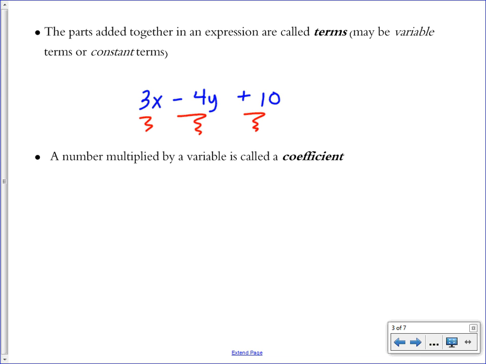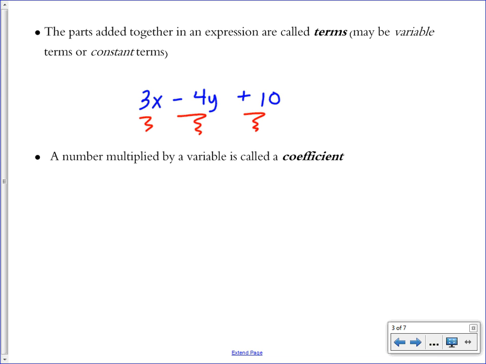The 3x and the minus 4y are called variable terms because they have variables in them, the x and the y. The 10 is called a constant term because it is constantly 10. No matter what I change x and y to, a 10 is just going to stay as the number 10. So that would be called a constant term.